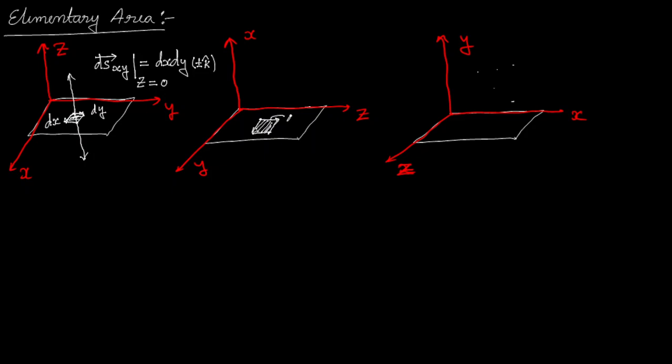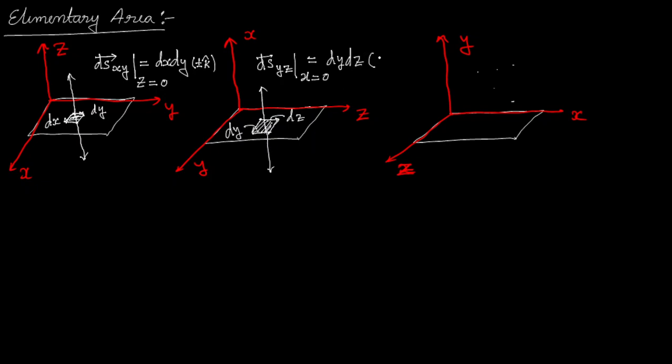In this case, this length is dz and this length is dy. So here we'll write dS vector in the yz plane, with x constant, and in this case x equals 0. This will represent the magnitude of this area, which is simply dy dz. And again it's an open surface, so the direction of this area vector will be either upward or downward.